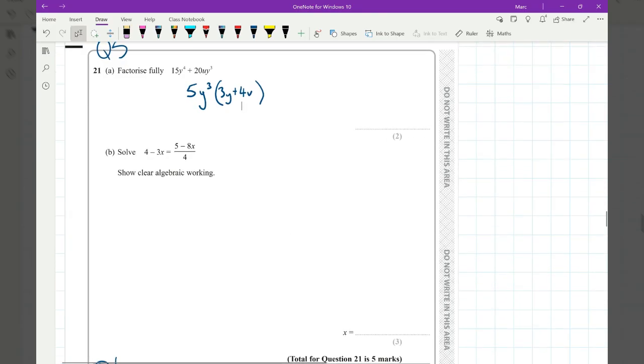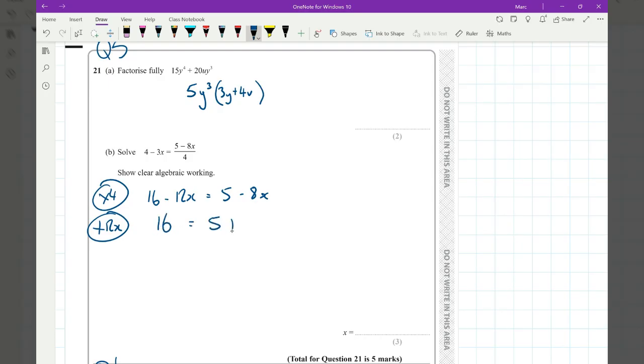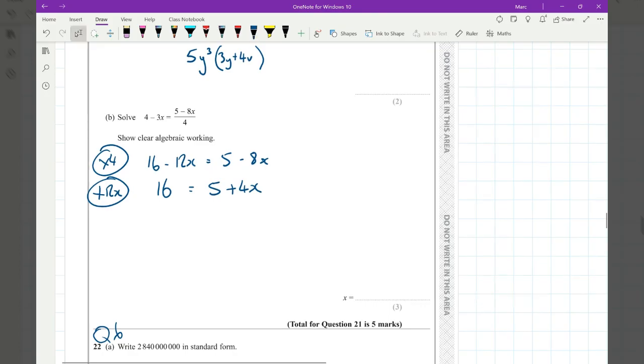Okay, for part B, I'm going to start by multiplying by 4 on both sides. So 4 times 4, 16, take away 3 times 4, 12x, equals 5 minus 8x. I do not like to have negative x's, and my biggest negative x is minus 12x. So we're going to add 12x to both sides. 16 equals 5 plus 4x. Then we take away 5 from both sides. 11 equals 4x. And then finally we divide it by 4.